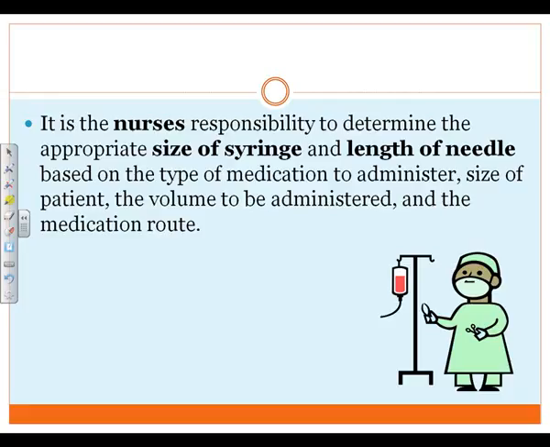The size of the patient, because if you're going into the muscle and you have somebody that's morbidly obese, you've got to use a longer needle. It's still got to get to the muscle, okay? Even if you've got more fatty tissue to get through. The volume to be administered, you can't pick up a 2 cc syringe to put 5 milliliters in, because that doesn't work. You don't have enough room. And then the medication route, and that goes into what tissue are you actually trying to get into. Okay? Does that make sense?